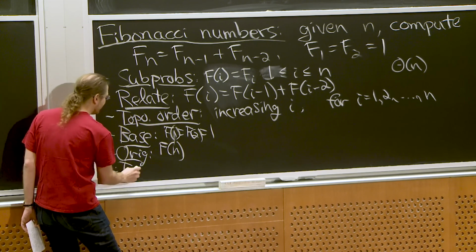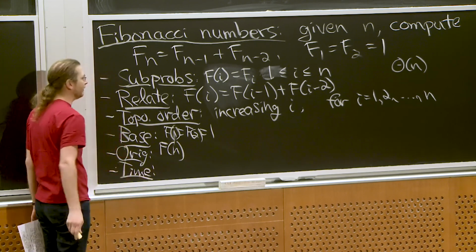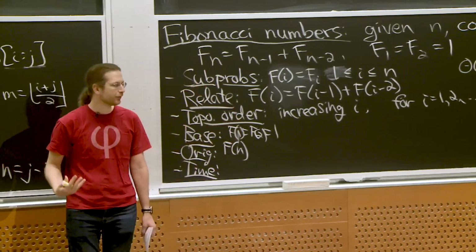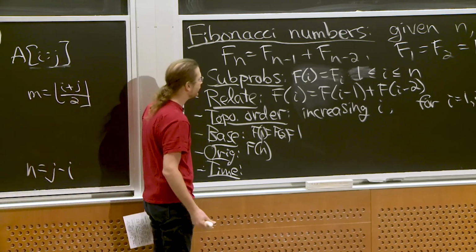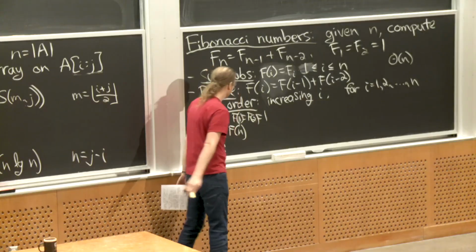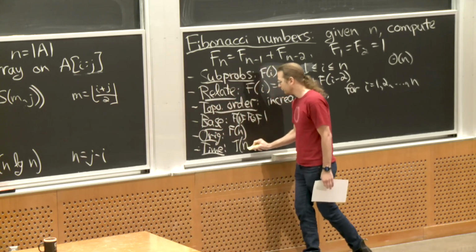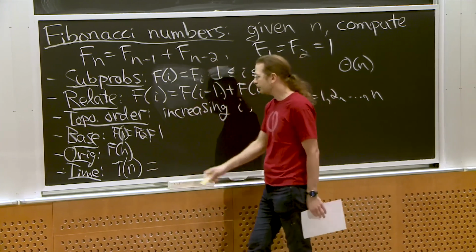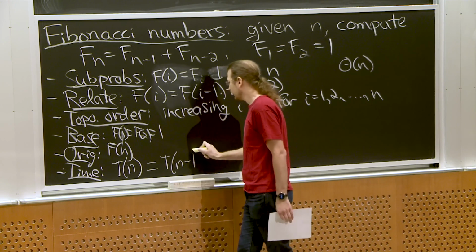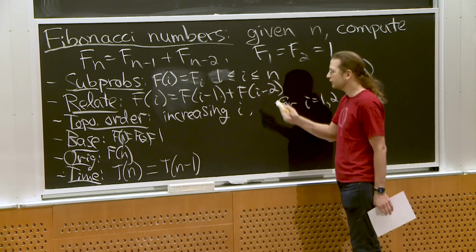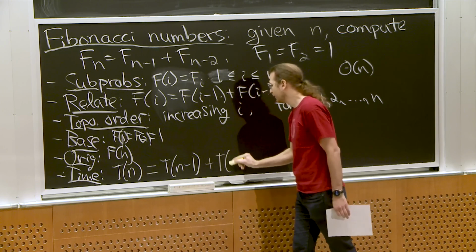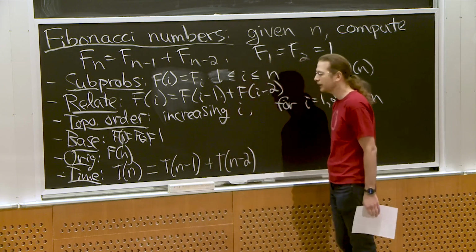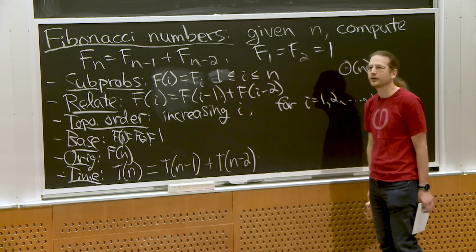And the time, all right, here's where things get interesting or bad. So what is the running time of this recursive algorithm? As I've stated it so far, the running time is given by a recurrence. Let's write the recurrence. So in order to compute f of n, I recursively compute f of n minus 1, and I recursively compute f of n minus 2. So that will take T of n minus 2. This first step will take T of n minus 1. And now I need to solve this recurrence.